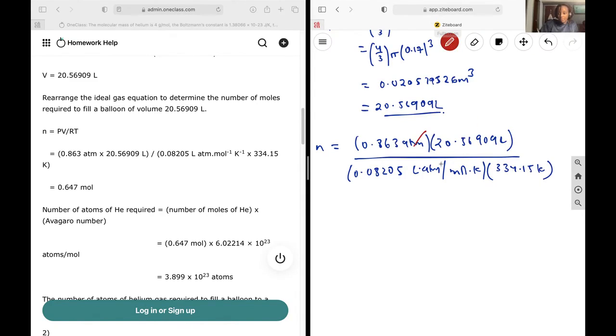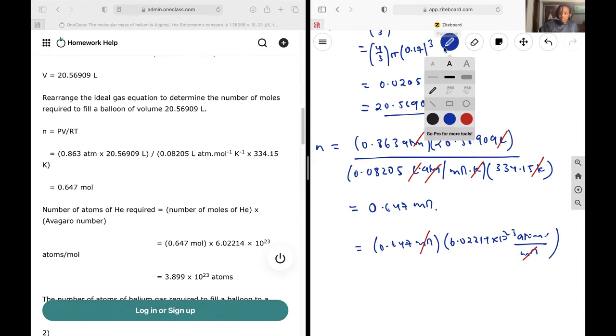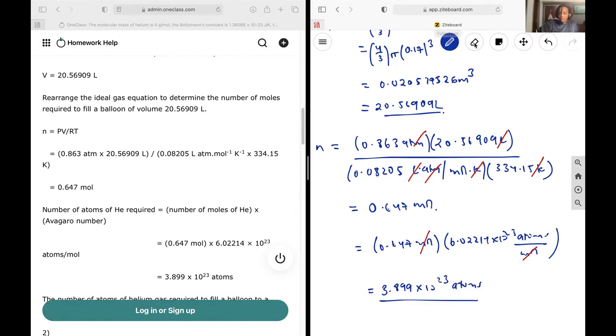Double check that the units are okay. Atmospheres cancels atmospheres, liters cancels liters, Kelvin cancels Kelvin, and it should leave you with mole. As your final answer, you'll get 0.647 mole. And so we know that my number of atoms is going to be 0.647 mole multiplied by Avogadro's constant, so 6.02214 by 10 to the power of 23 atoms per mole. Again, double check your unit consistency. Moles cancels moles, leaving atoms, which is correct. And this will give you 3.899 by 10 to the power of 23 atoms. And that's your answer for part A.